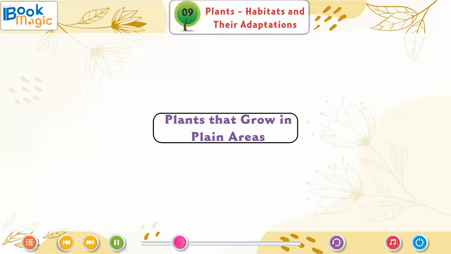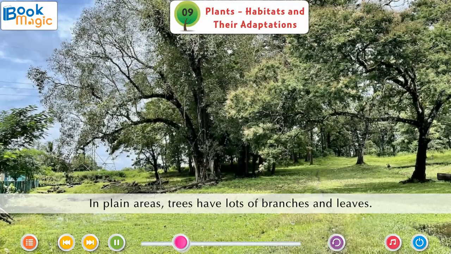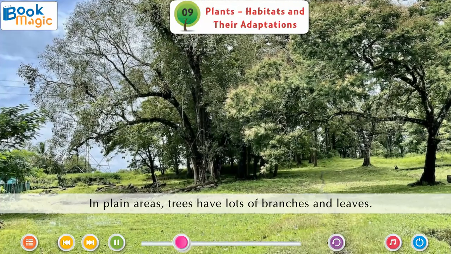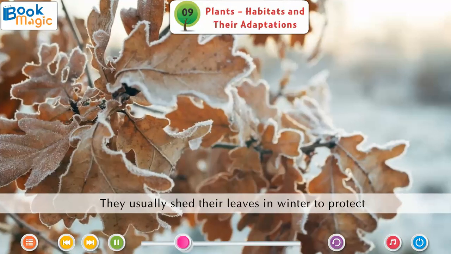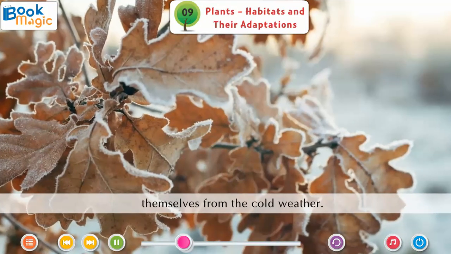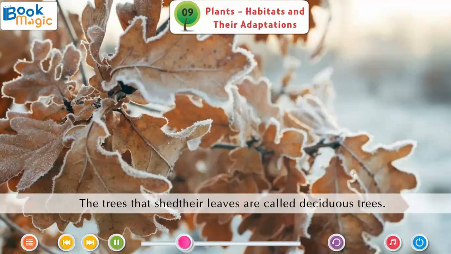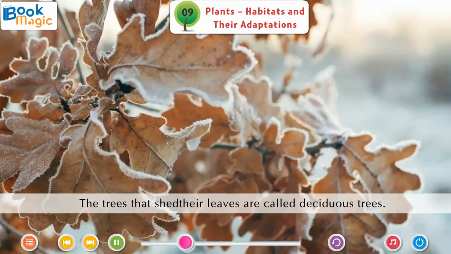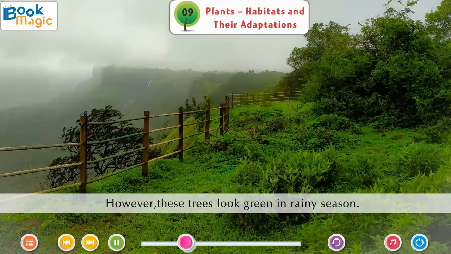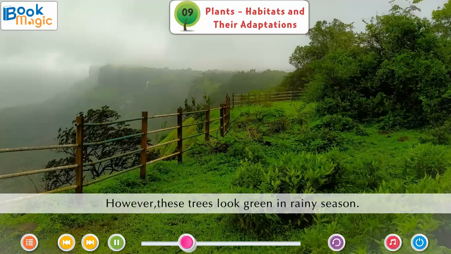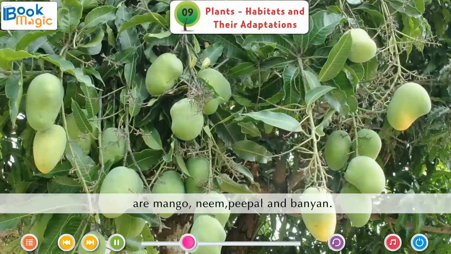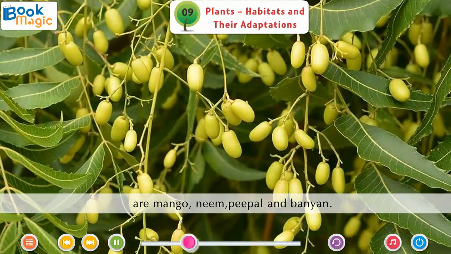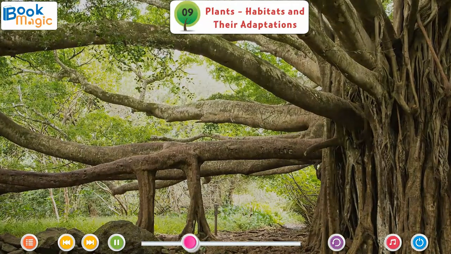Plants that grow in plain areas. In plain areas, trees have lots of branches and leaves. They usually shed their leaves in winter to protect themselves from the cold weather. The trees that shed their leaves are called deciduous trees. However, these trees look green in rainy season. Common examples of trees in the plain areas are mango, neem, peepal, and banyan.